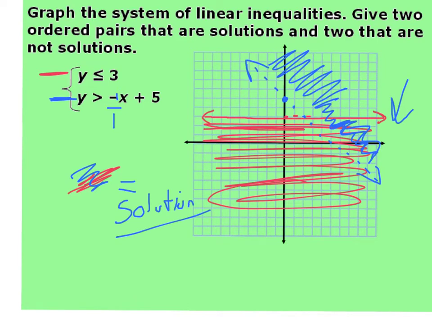So there's my answer. Any point in this little area will count. If it's on the red line, it'll work. If it's on the blue line, it will not work because it's dotted. Okay? In order to be on the line and count, it has to be solid, not dotted. So anything in here or on the red line.